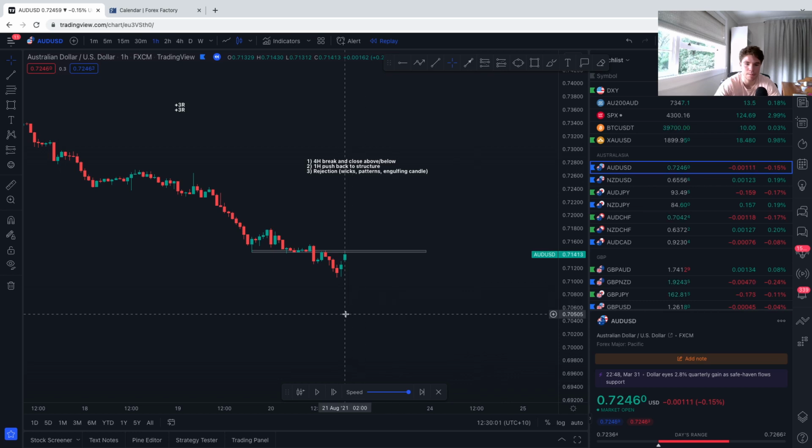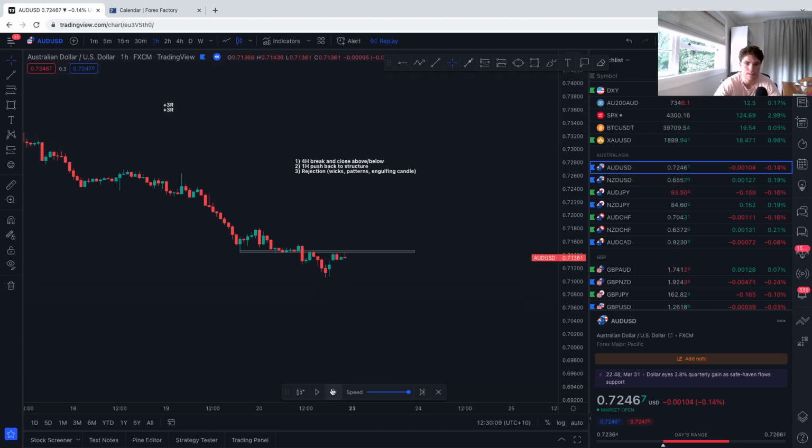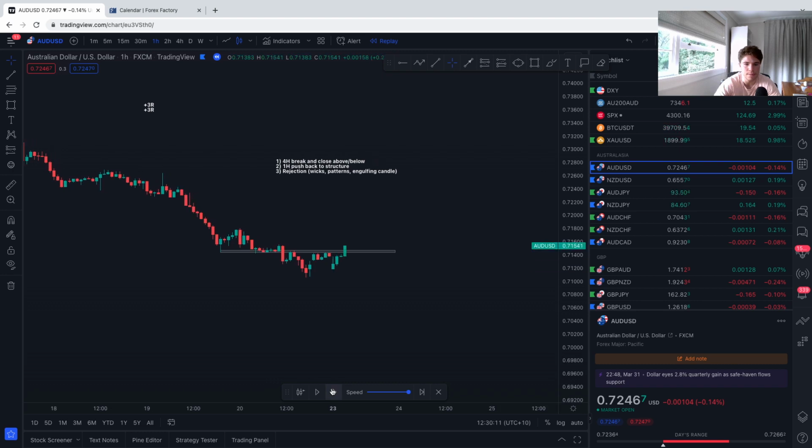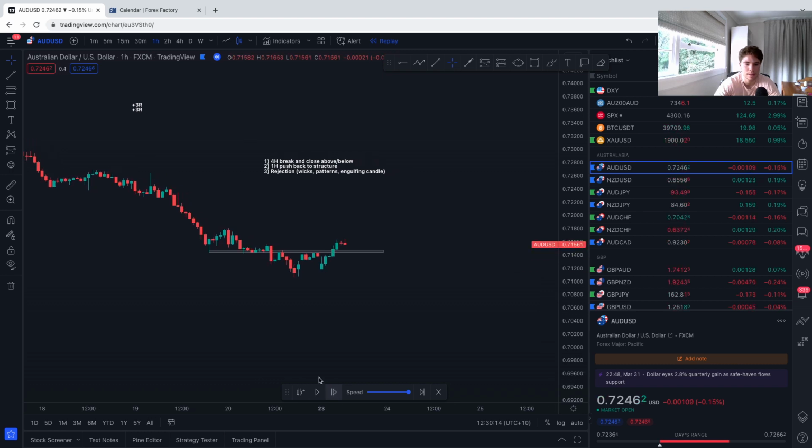So we had a Monday open here, I think. No, I don't know what that is. A little gap. Let's see what happens here. No wicks formed yet. Looks a bit messy. Yeah, that's a bit messy.